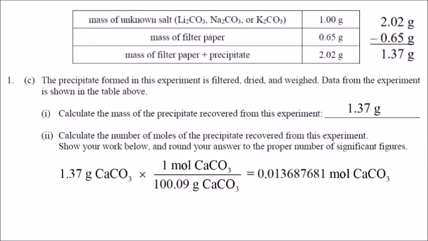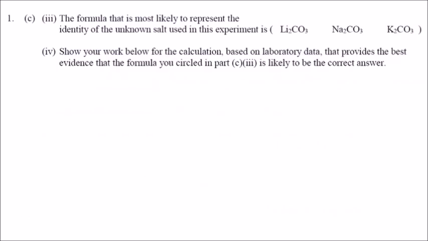0.01368. Let's round off to the proper number of significant figures. In this case, that would be 3 sig figs. So 0.0137 moles of calcium carbonate. Now, the next part says, the formula that is most likely to represent the unknown salt in this experiment is.